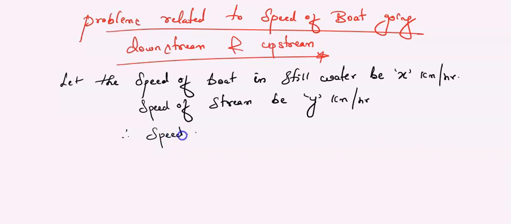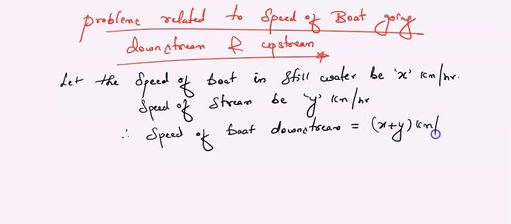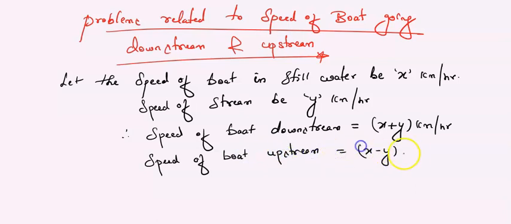Then, very interesting, speed of boat in downstream will be x plus y kilometer per hour. Then speed of boat in upstream will become x minus y kilometer per hour. These are the cases you have to use whenever they ask you downstream or upstream. If they ask you only downstream, use x plus y kilometer per hour. If they ask you speed of boat in the upstream, then you can use x minus y kilometer per hour.